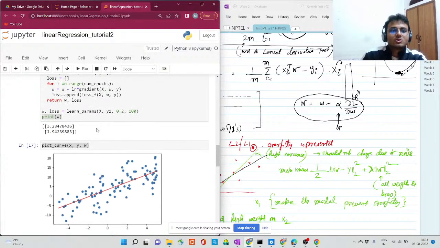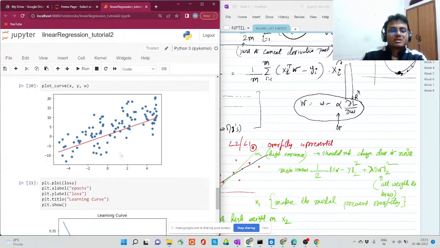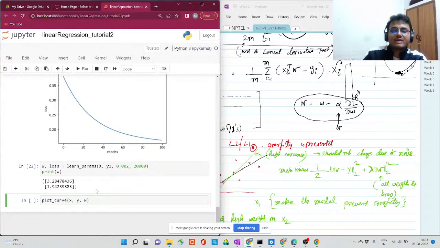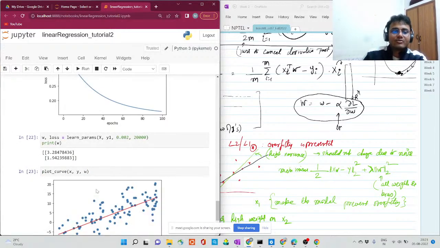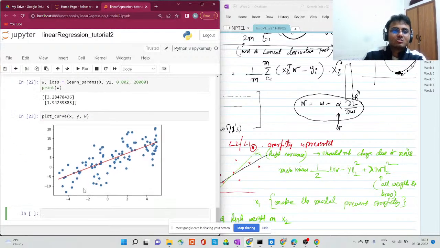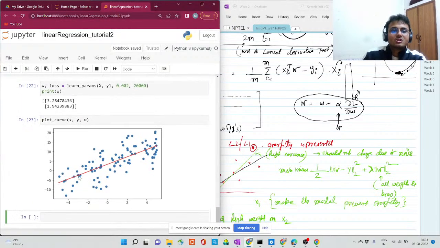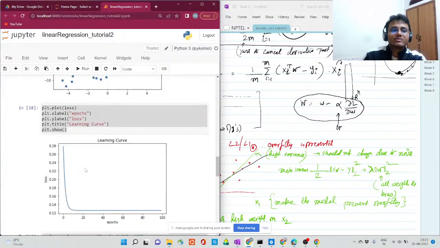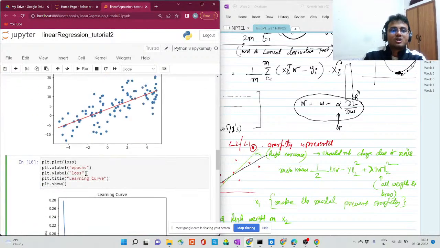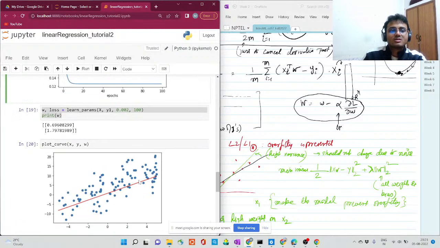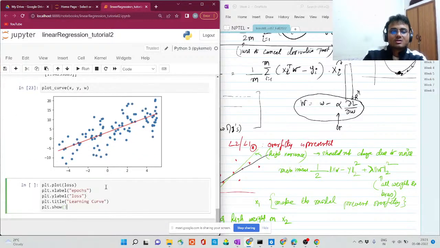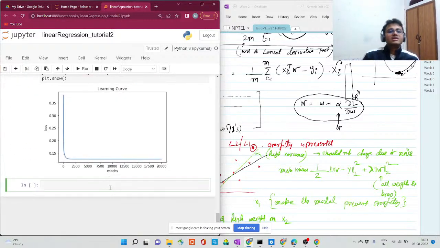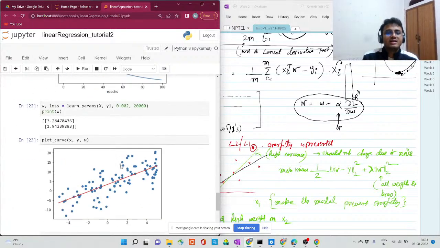Now if I plot this function, sorry, bear with me, I have not written a function for plotting, so I'm having to copy this. Now you see this is exactly equal to the initial equation that we had learned. And if we plot the loss, you can see the loss has finally gone to 0, whereas here it was not.